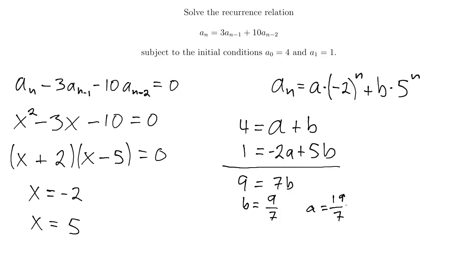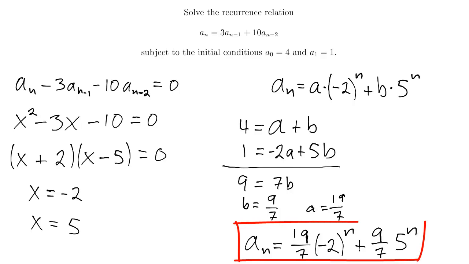Once we have a and b, we can go back and get our final solution to the recurrence relation. I know a_n will be equal to, let's see, a is 19/7, so it's 19/7 times negative 2 to the n plus b is 9/7, 9/7 times 5 to the n. And there I have it. That is how you solve a recurrence relation using the characteristic root technique.